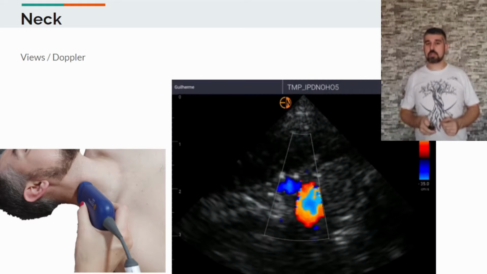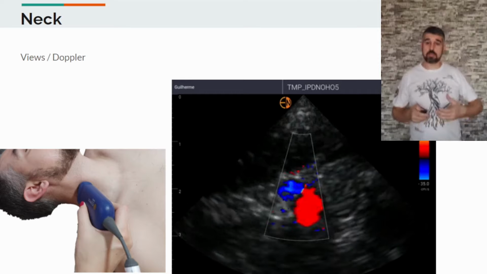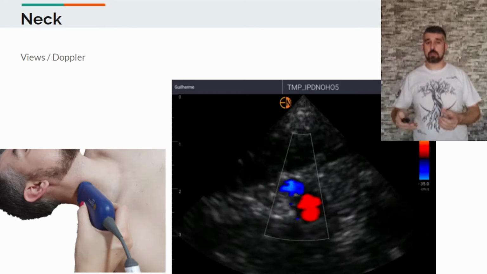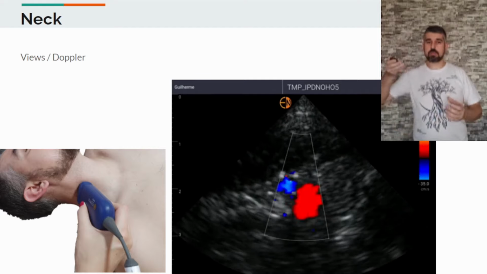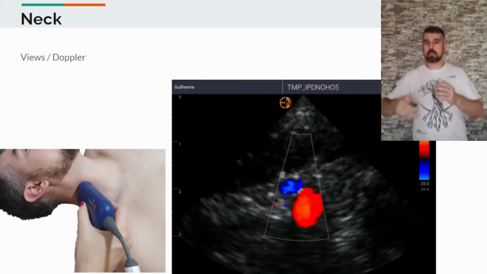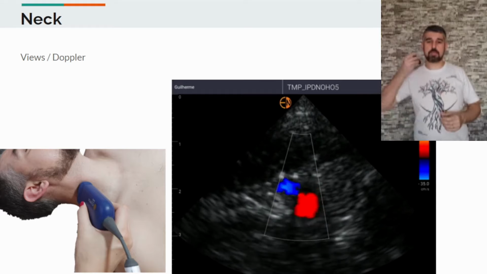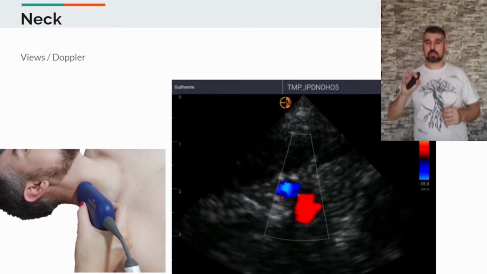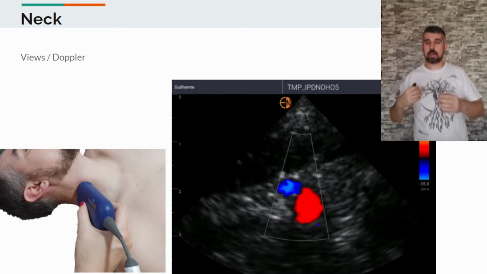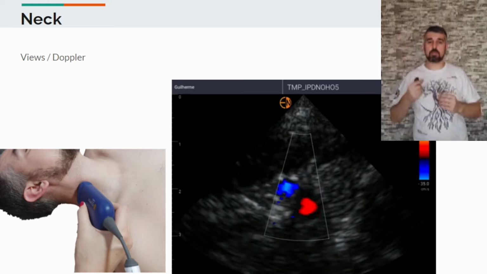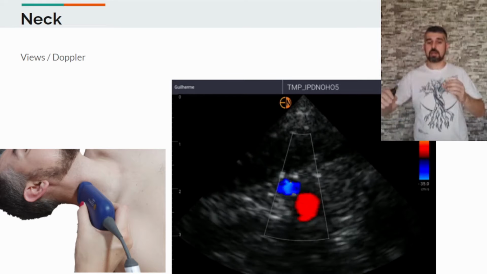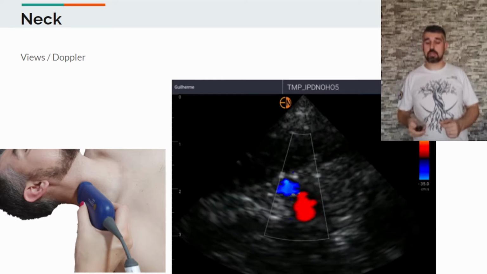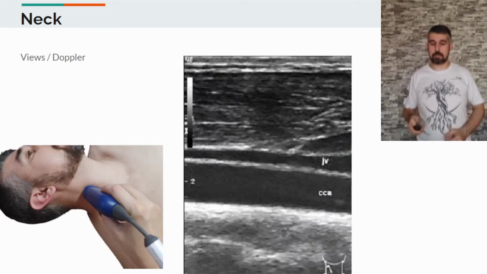And if I use the Doppler, red doesn't mean this is an artery. It just means that the flow is coming towards our probe, and blue is going away from the probe. So I have the probe a little bit inclined to the head, so I can see this pulse in red, meaning I have flow coming to my probe, and this more linear blue flow, that's the jug. So we can differentiate both flows in this with the Doppler.